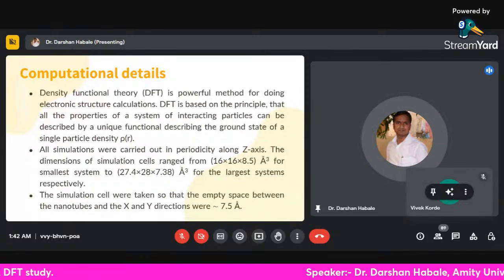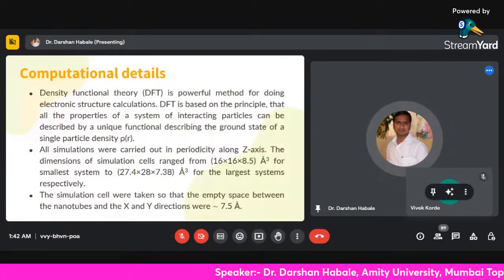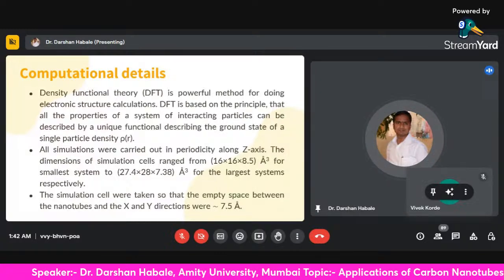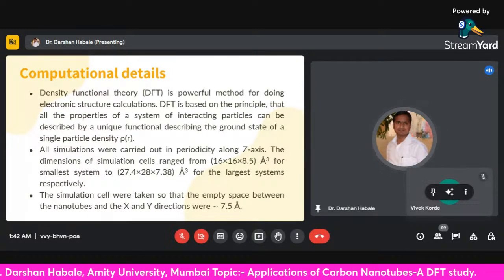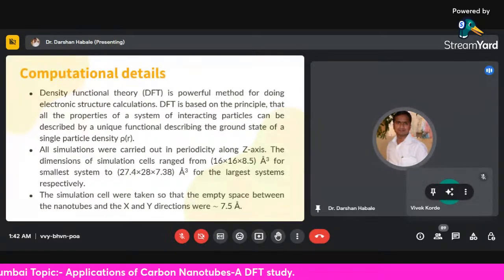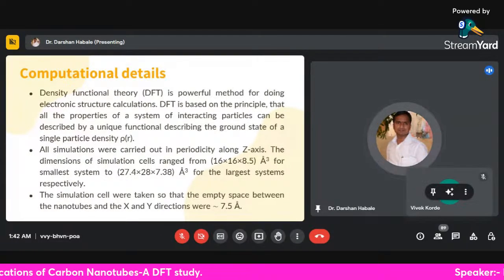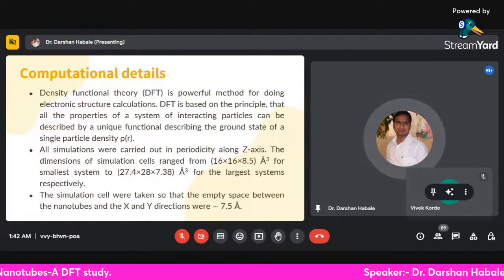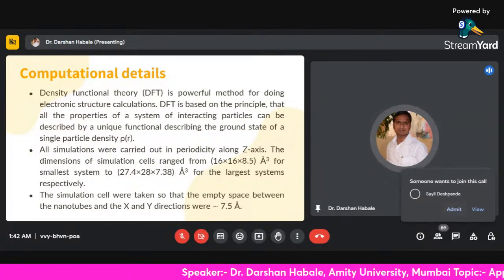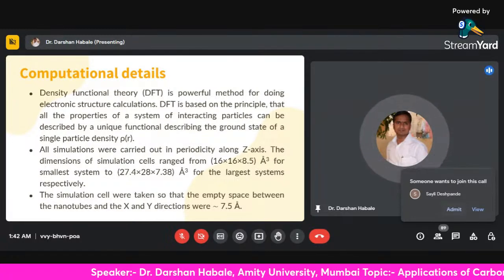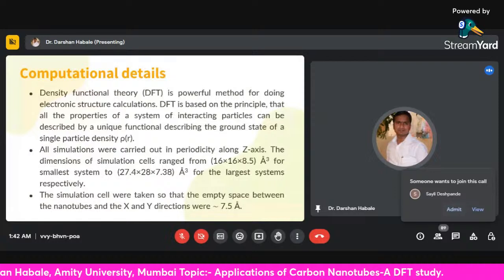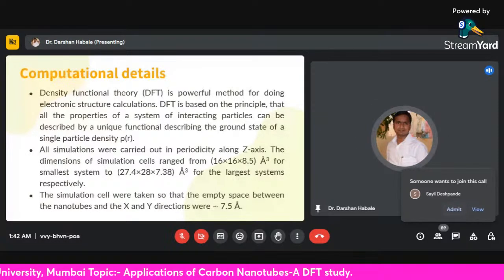So what is the cell? We have kept this in a cell of 16 by 8.5 dimension, in angstroms. The smallest is 27 by 20, and the biggest is 27.4 by 28 by 7.3 angstrom for the largest system. Smallest and largest means each SWCNT has different diameters. If you increase the n or m, then the diameter goes on increasing, so we just change the cell size for that.